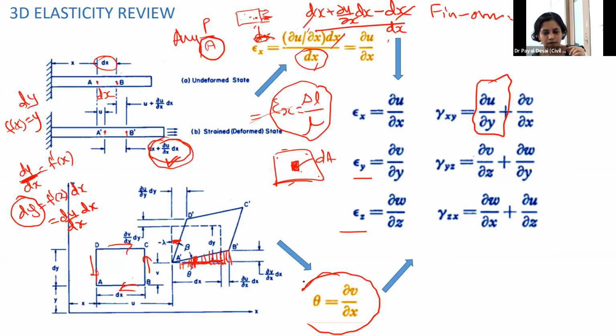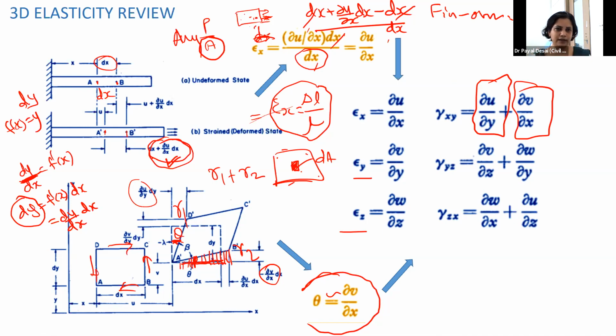You take the smaller angle, tan theta you may take. You may see here del v by del x, divided by this length into dx, and basically you get del v by del x. And similarly here you will get del u by del y. You take the angle here, and total shearing angle will be what? This is gamma 1, gamma 2. So total shearing angle will be gamma 1 plus gamma 2, which is del u by del y plus del v by del x. This is gamma xy.